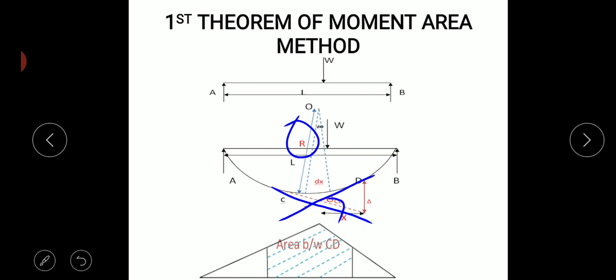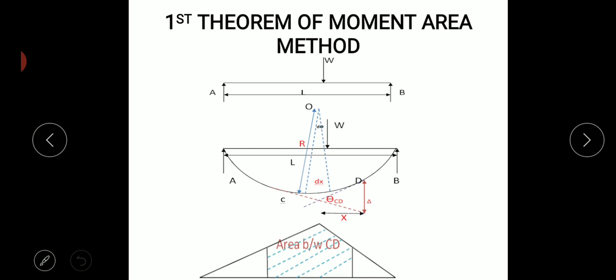Here figure 3 represents the M by EI sketch of the overall beam, and the shaded portion represents the points C and D. So it shows the M by EI sketch here. The M by EI diagram is nothing but the moment, which you are supposed to calculate here.